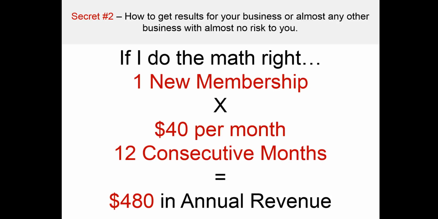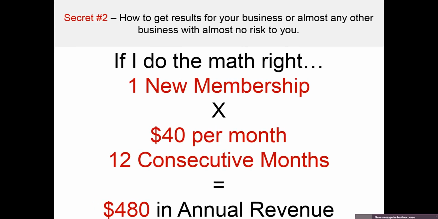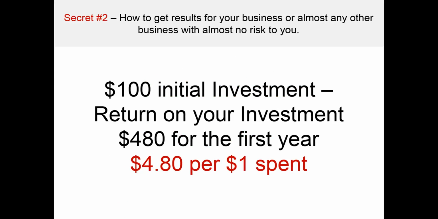Well, if I do the math right, one new membership times $40 per month times 12 consecutive months equals $480 in annual revenue. So that $100 initial investment returned $480 in the first year. So that's $4.80 per $1 spent, and that's if they only stay for 1 year.